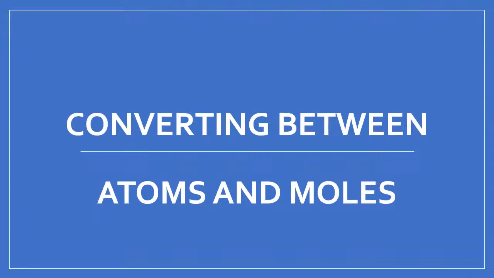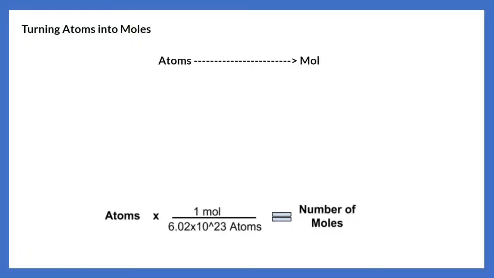Now that you understand that you have this mole box, and in that mole is 6.02 times 10 to the 23rd things, we are now going to convert between atoms, my 6.02 times 10 to the 23rd atoms, into moles, and from moles to atoms. Let's dive on in. So turning atoms into moles. When we go from atoms to moles, we are going to divide.